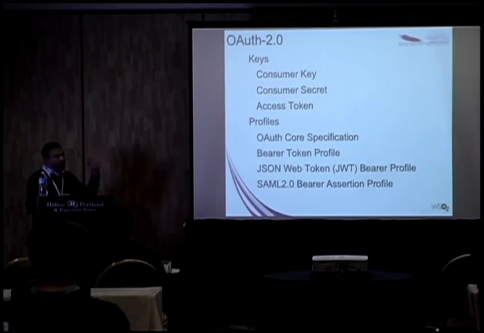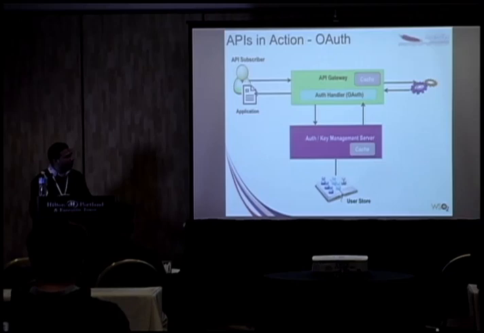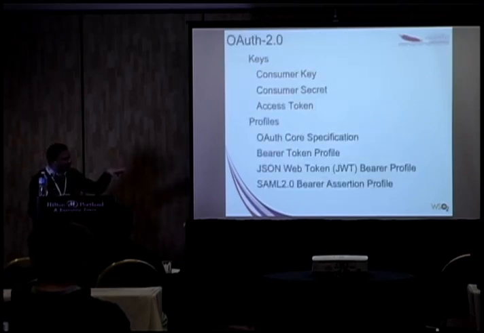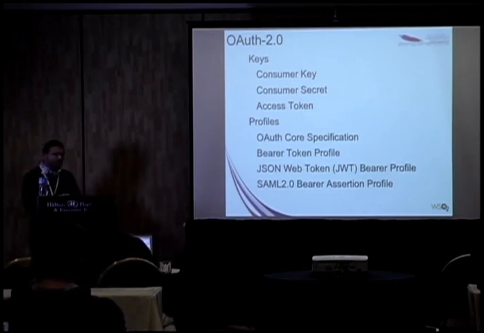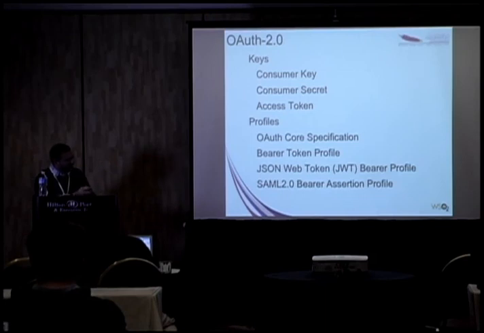And OAuth has multiple profiles. We currently support the core OAuth specification, and we support the bearer token profile. And there's a new thing called JWT, or JSON Web Tokens. In this architecture, authentication and authorization happen at the gateway level. But if you need to do any authentication and authorization at the backend service level, you can pass some of the credentials as a header. That's where JWT comes into the picture. You can embed those credentials and send them to the backend. And if you have a single sign-on model with SAML2, there's a new profile called the SAML 2.0 bearer assertion profile that you can use with OAuth. We do support that as well in this solution.